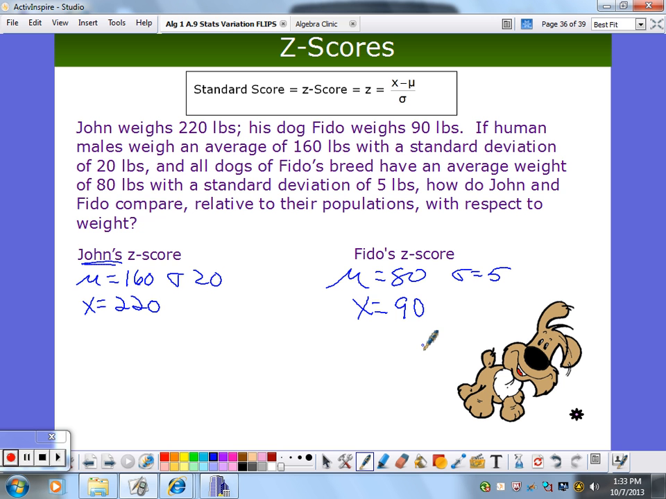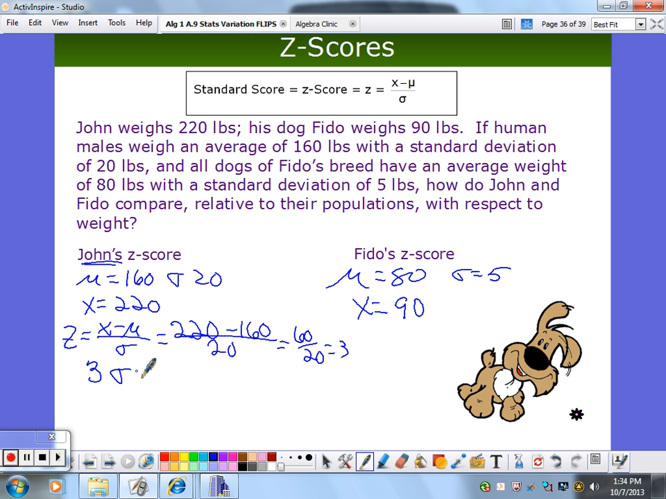So if I'm looking at John, let's find his Z-score. Z-score is the x minus the mean over the standard deviation. What's my x? He's 220. The average is 160, and the standard deviation is 20. So that's 60 over 20, which is 3. 3 what? What does that mean? 3. What is that telling us? He's 3 standard deviations above the mean. So think of that.